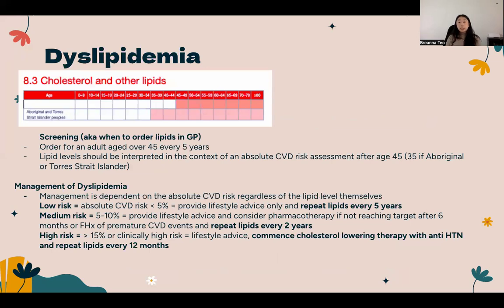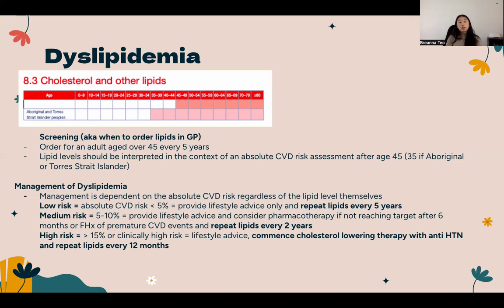Dyslipidemia. So screening for abnormalities in lipid levels. We only do this from the age of 45, and then we only do it every 5 years if low risk. If they're low risk, again, we repeat it every 5 years. If they're medium risk, so 5 to 10% on the calculator, then we would provide lifestyle advice and consider pharmacotherapy, but that's after a trial of lifestyle therapy alone. Then after that, we would repeat lipids every 2 years. So instead of 5 years, every 2 years. And then high risk is we commence cholesterol lowering therapy with antihypertensive medications and repeat the lipids every 12 months.